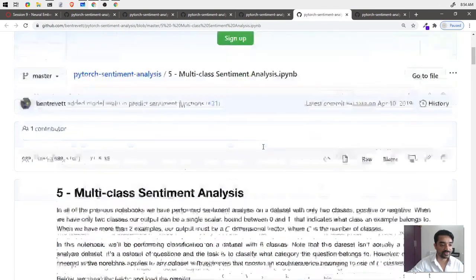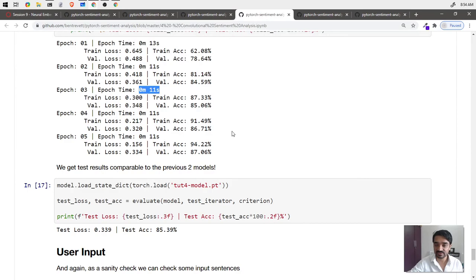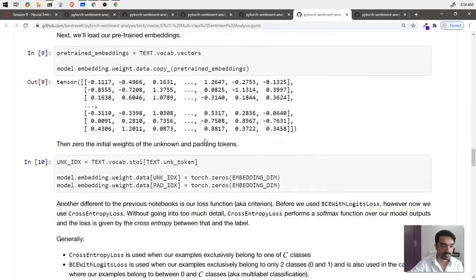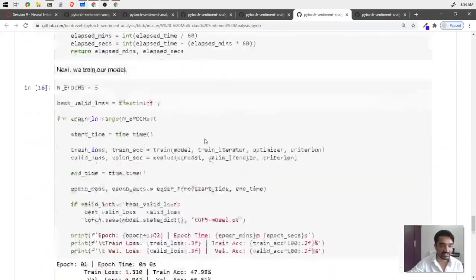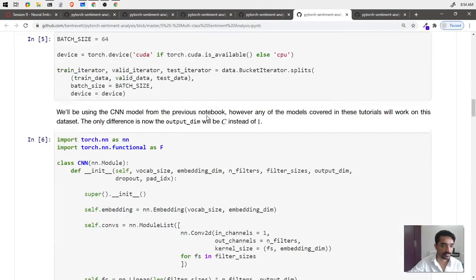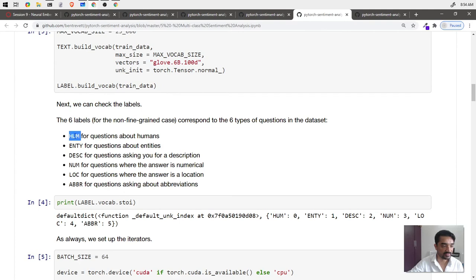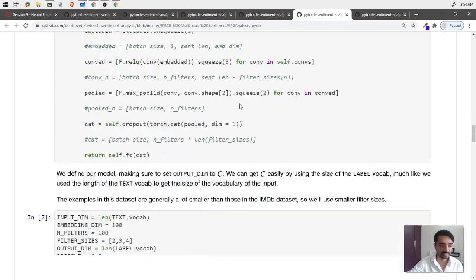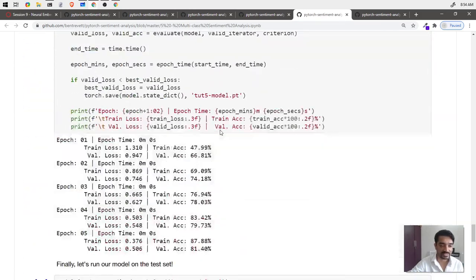Now this is the other one where we have multi-class. Here we were just predicting positive or negative, essentially one class. If you want to predict multiple classes, then it's going to be slightly different. I thought I should share this example for multiple classes with you. Here we have 6 classes: HUM, entity, description, numerical, LOC, and ABBR. We are looking at a question answering dataset and trying to determine whether the question is about humans, entities, description, numerical values, location, or abbreviations. So we're just asking what kind of question it is. After that, it's exactly the same model, so not much difference.